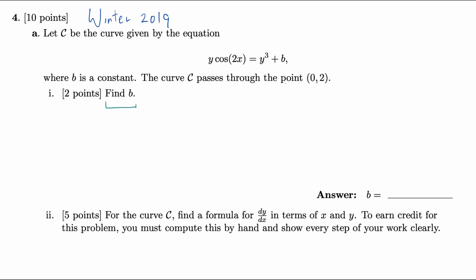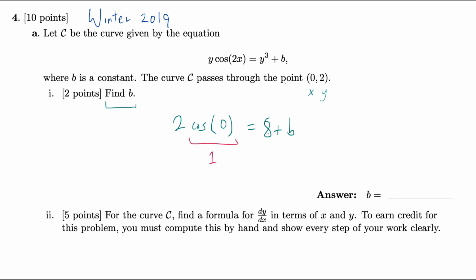So we know the curve is going through (0, 2), so this is really an x-y pair. When x is 0 and y is 2, we know this equation is satisfied. So let's try plugging it in. When x is 0 and y is 2, this side becomes 2 times cosine of 0, and the right-hand side becomes 2 cubed plus b, or 8 plus b. Cosine of 0, hopefully you know this, is 1.